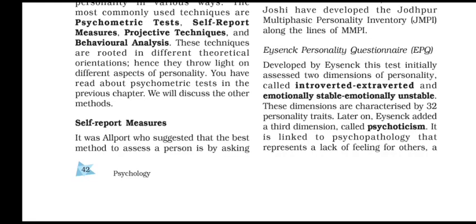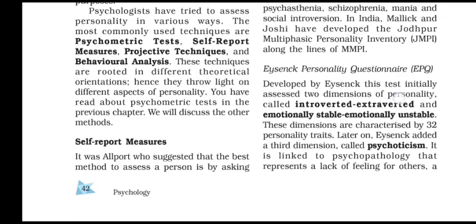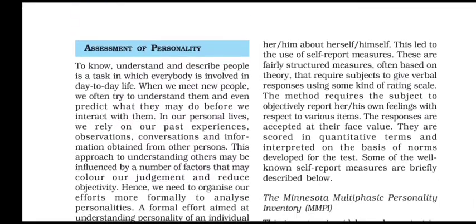You have read about psychometric tests in the previous chapter. We'll discuss the other methods. Self-report measures. It was Allport who suggested that the best method to assess a person is by asking him or her about himself or herself. This led to the use of self-report measures.